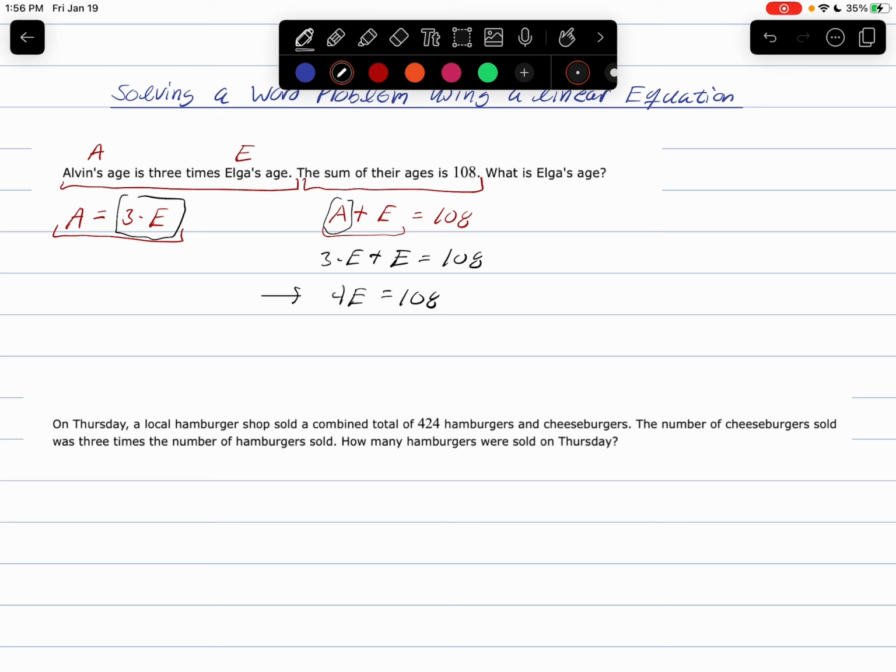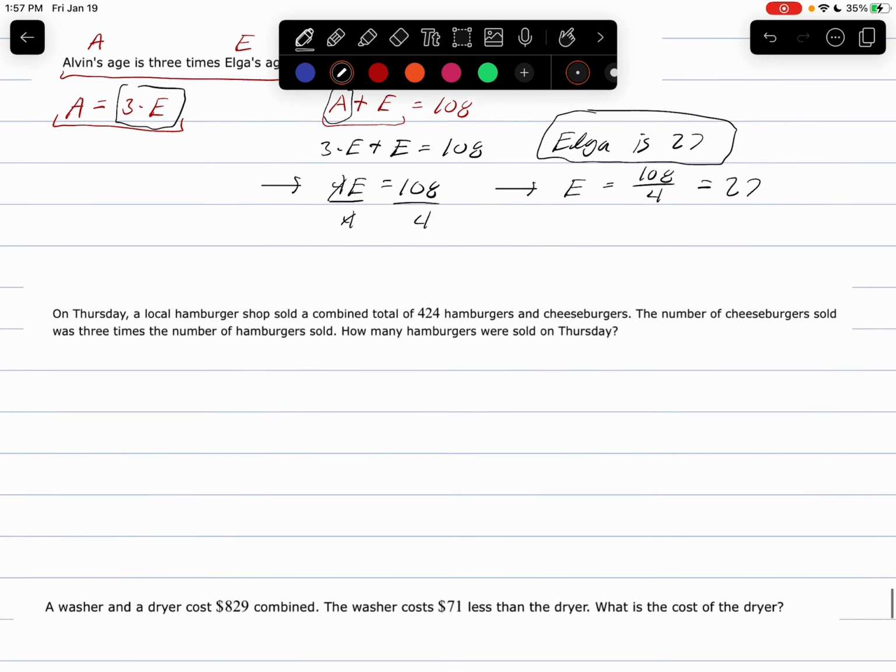Now we can divide both sides of this equation by 4. That gives us a cancellation of these 4s, and we have E is equal to 108 divided by 4, which is 27. That means Elga's age is 27. So 27 is the answer to this problem. Okay, let's look at another one.